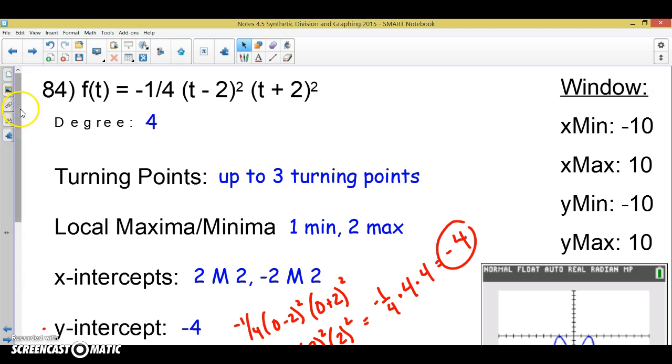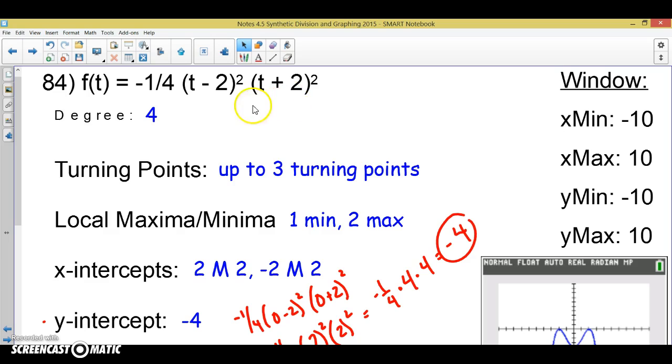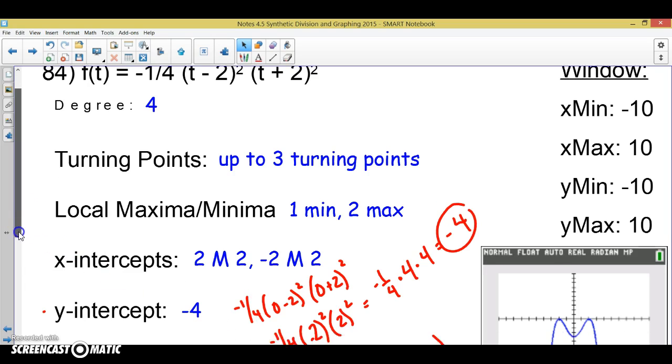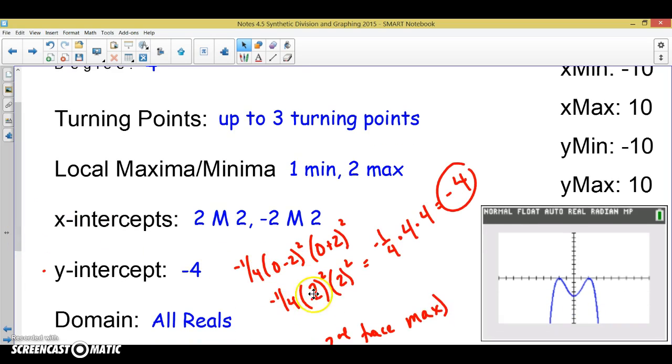Okay, and then the last one, it was already factored, so we didn't need to factor. So our x-intercepts should be at +2 with a multiplicity of 2, and -2 with a multiplicity of 2. And again, you don't need to worry about the -1/4 in finding your x-intercepts. But the -1/4 we'll use as we're finding the y-intercept. Since it's in factored form, we plug zeros in for the variables, which I did down here. So it gives me -1/4 times -2 squared times +2 squared. So -1/4 times 4 times 4 gives us a y-intercept of -4.